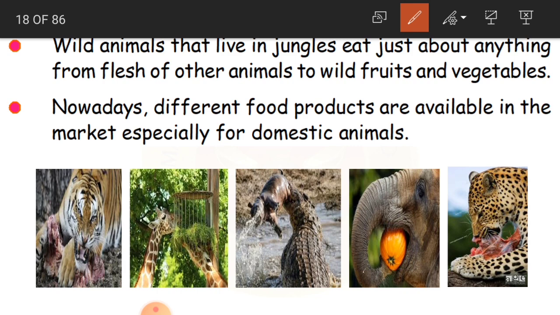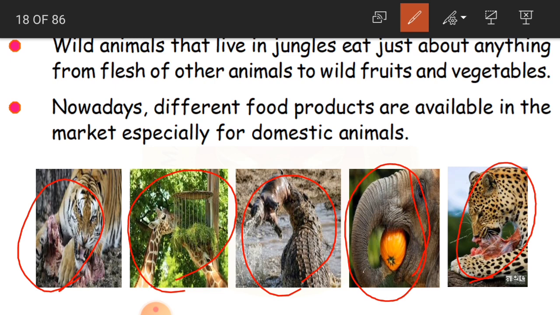If you see here in the picture, an elephant is eating a pumpkin. This pumpkin is a wild vegetable because it is available in the forest. And some other animals eat the flesh of other animals. See here how it is. The tiger, and the giraffe is eating grass. Normally a giraffe eats plant food only. And here see a crocodile, a leopard.